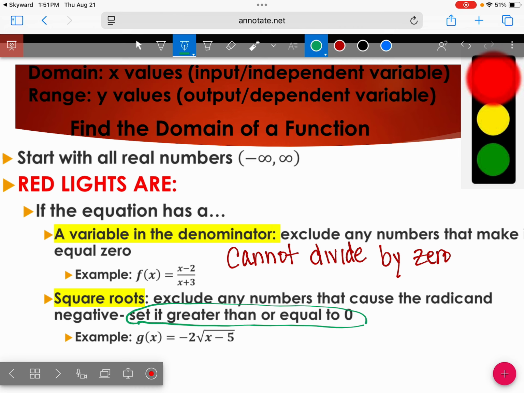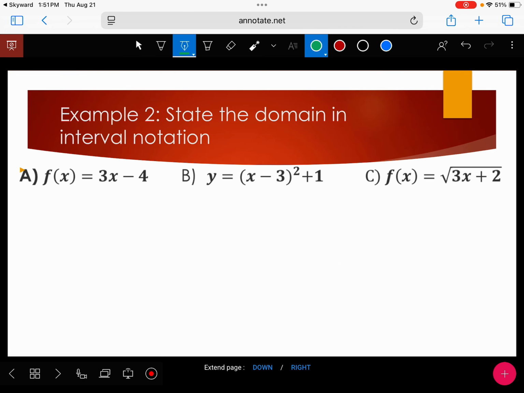Are we ready? So I'm going to give you a moment to copy down these 3, and while I'm doing that, I'm just going to collect up the glue sticks. So example 2 is state the domain in interval notation, and those are our first 3 examples.